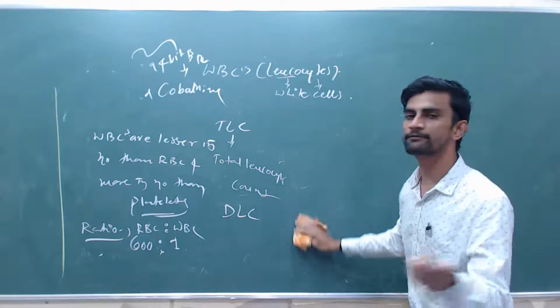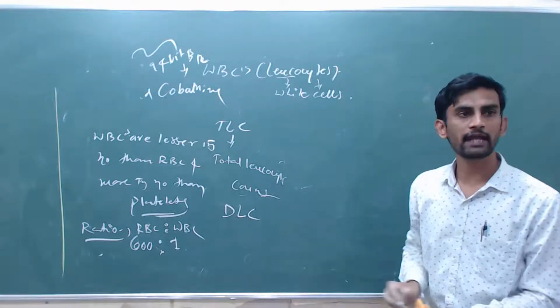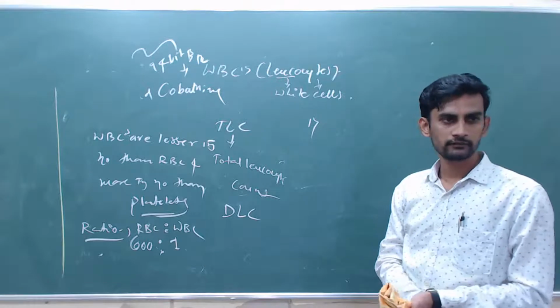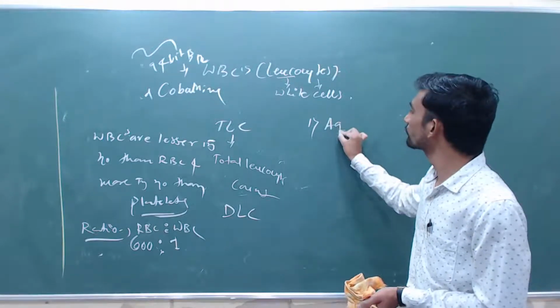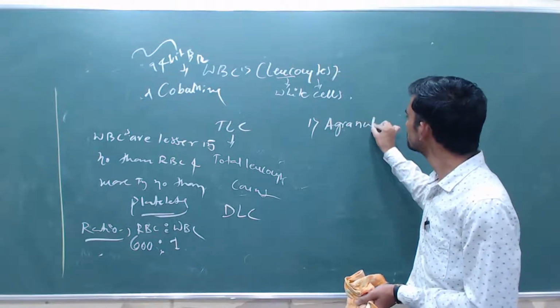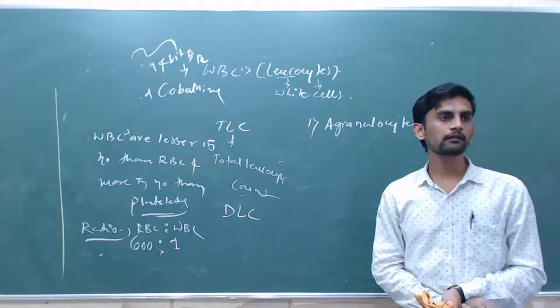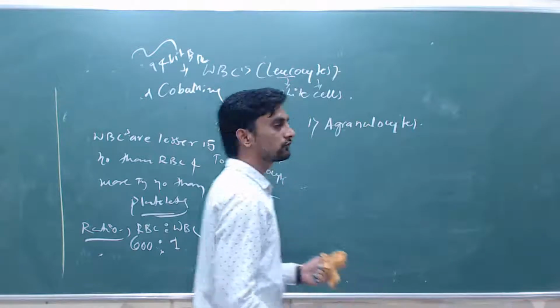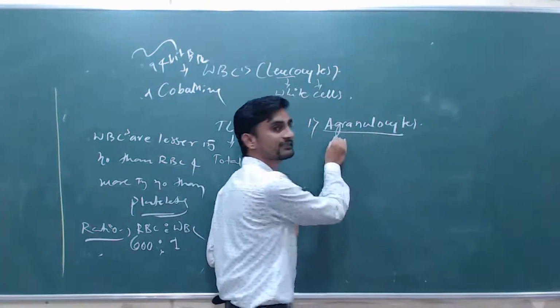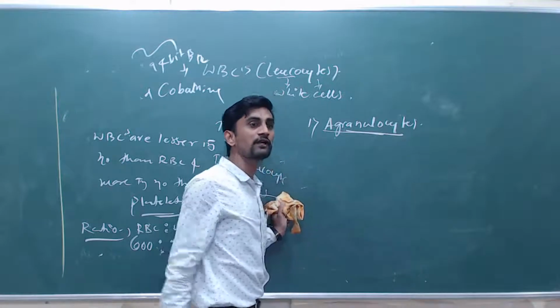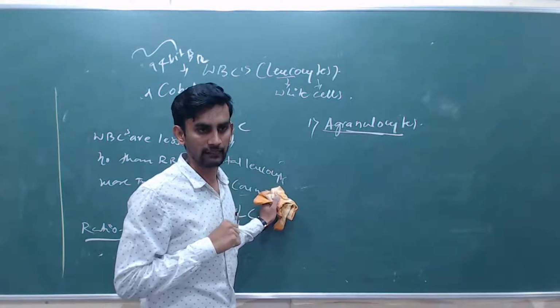The next types of WBC, write it down. First one, granulocytes. Granulocytes. So what does it mean? In the sense of absence of granules. What granules? Cytoplasmic granules.